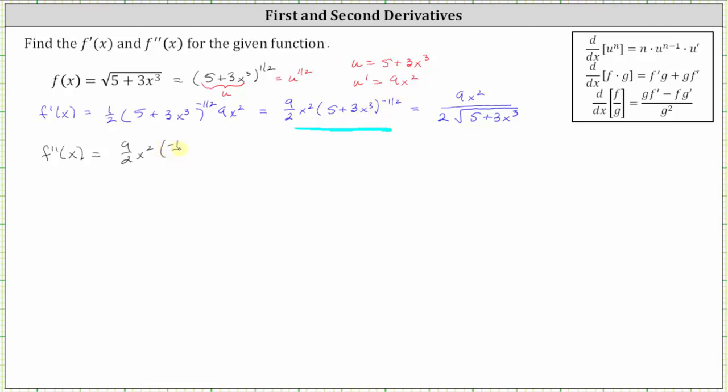So we multiply by negative 1/2, and then we subtract 1 from the exponent. Negative 1/2 minus 1 is negative 3/2, giving us 5 plus 3x cubed raised to the power of negative 3/2, and then times the derivative of 5 plus 3x cubed, which we know is 9x squared. And then we have plus the second function, which is the quantity 5 plus 3x cubed raised to the power of negative 1/2, times the derivative of 9/2 x squared, which is equal to 9/2 times 2x. I now need to simplify.